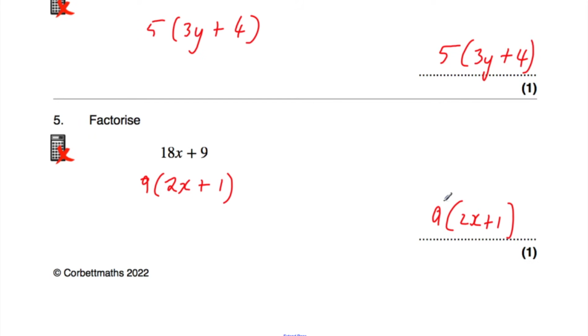And we can check our answer. 9 times 2x is 18x, and 9 times 1 is 9. So that would be 18x plus 9, so we know we're right.